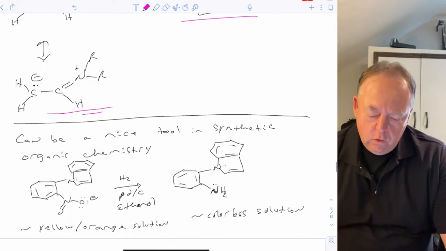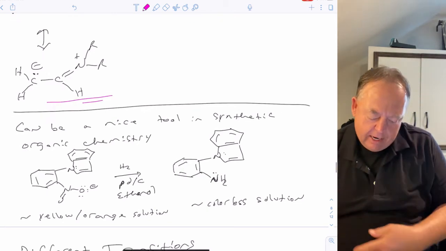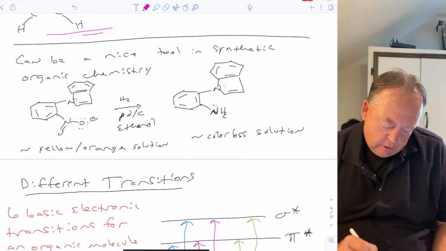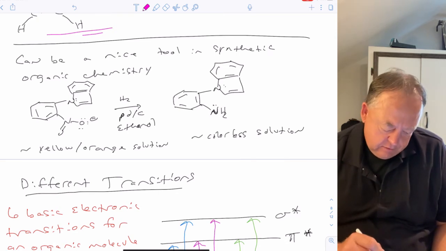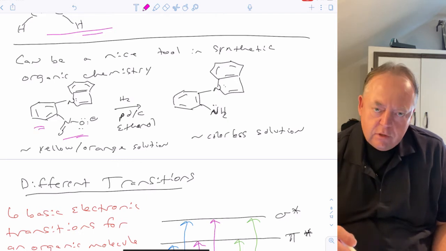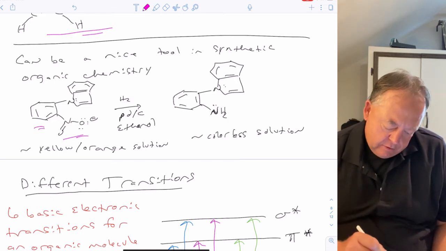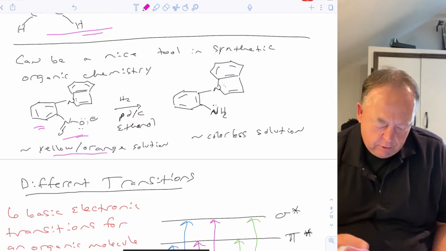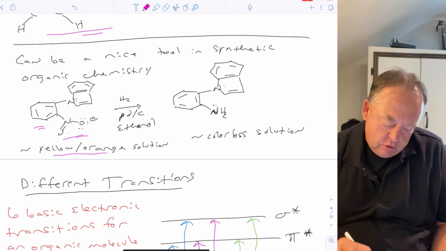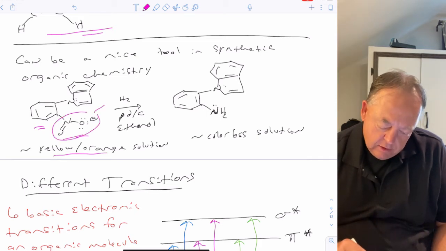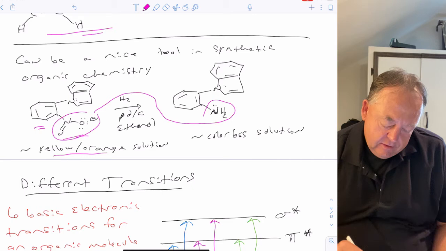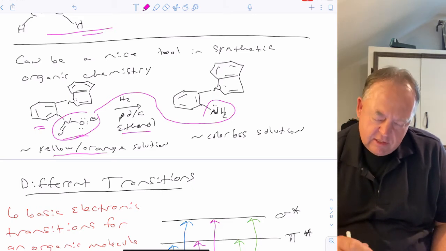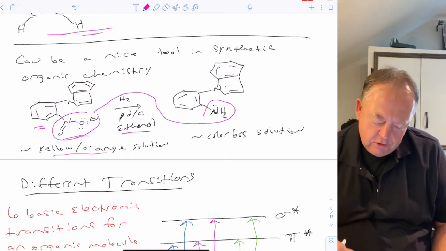So this can be a nice tool in synthetic organic chemistry. This is a reaction that we do, for example. We make molecules like this, where this molecule has lots of double bonds in conjugation. Here you have a nitro group in conjugation with a benzene ring, and these molecules typically crystallize as yellow or orange compounds. We do hydrogenations to reduce the nitro group to an amino group, using hydrogen with palladium on carbon, in a solvent of ethanol. So these are nice yellow-orange solutions.